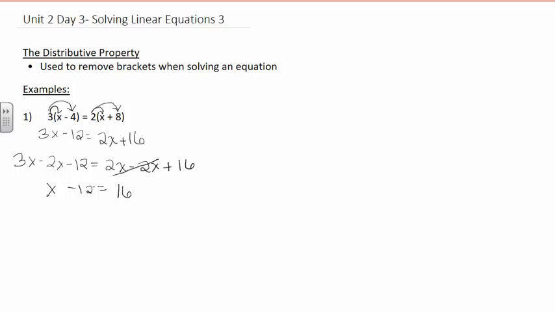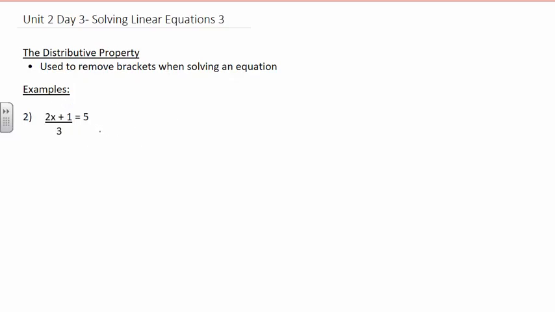And now to bring the 12 over to this side, we add 12 to both sides, so x minus 12 plus 12 equals 16 plus 12. These cancel out, and we end up with x equals 28.